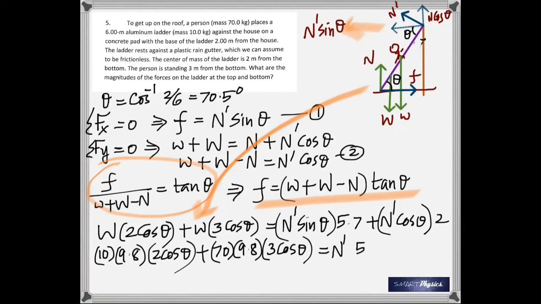is n prime, we do not know n prime, 5.7 squared by 6 because sine theta. Sine theta in this triangle is opposite side, which is 5.7 divided by hypotenuse, which is 6. So that's why we get 5.7 squared, because there's already a 5.7. And sine theta is once again 5.7 by 6. Need to pay careful attention to get this problem. Plus n prime, now cos theta is 2 by 6, but there's already a 2. So it's going to be 2 squared by 6.